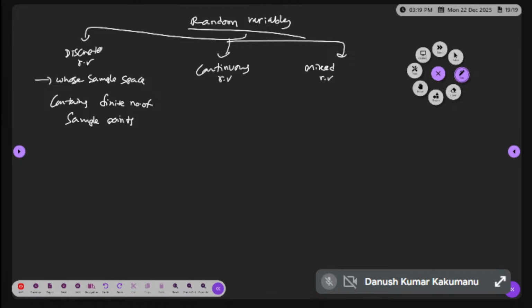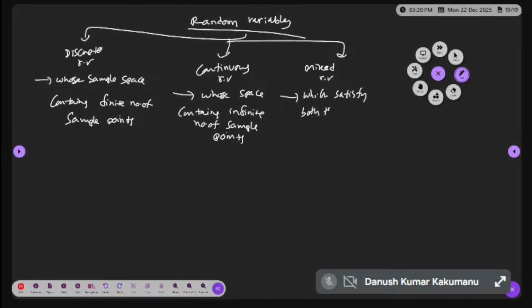Continuous means what? Whose sample space contains an infinite number of sample points. Mixed random variable means what? Which satisfies both the natures.